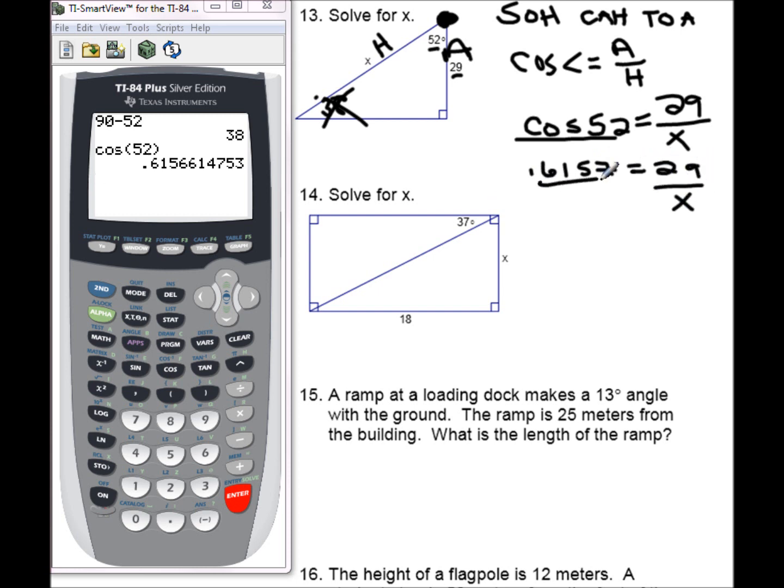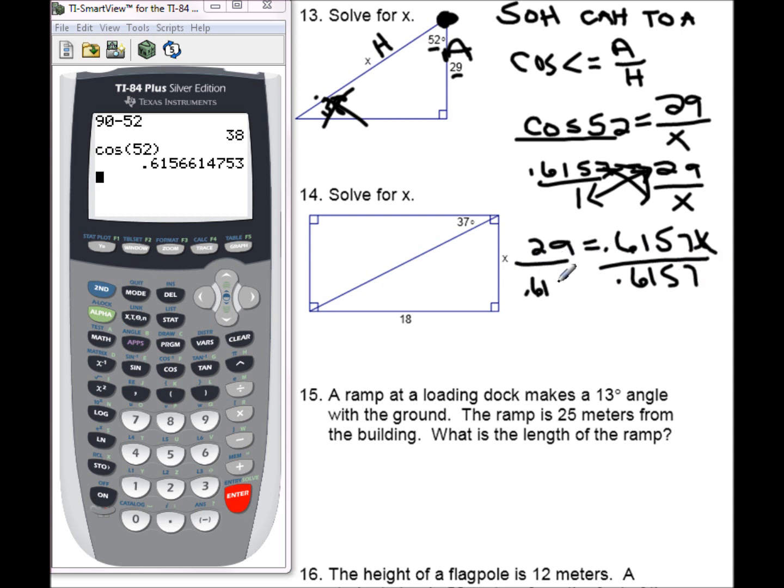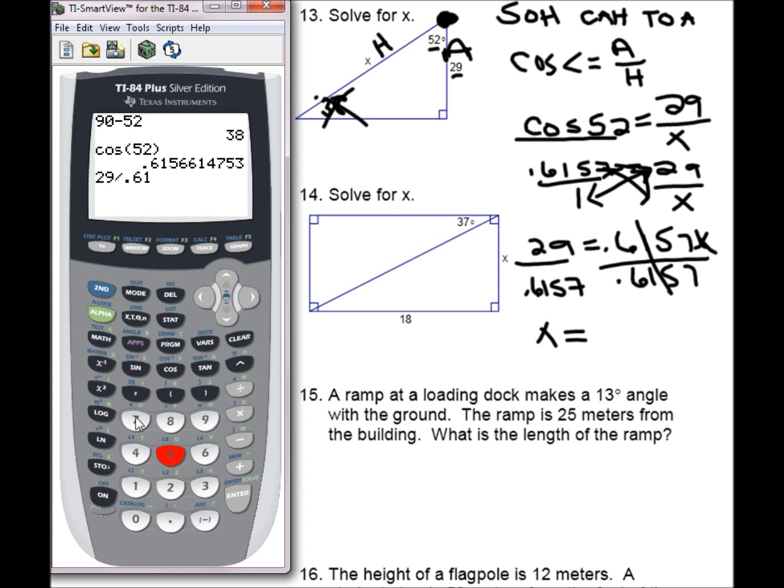And now we want to cross multiply. 29 times 1 is 29, and that equals 0.6157 times x. Now we want to divide both sides by 0.6157 in order to get x by itself. So that'll get us x equals 29 divided by 0.6157, which to the nearest tenth is 47.1.